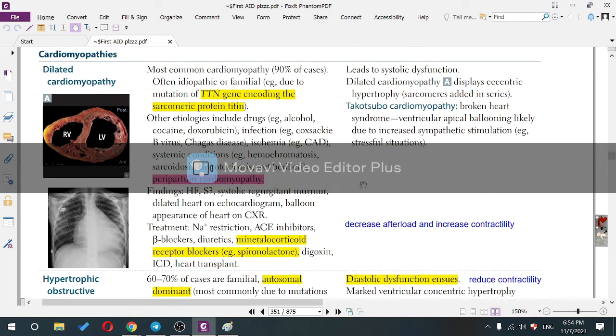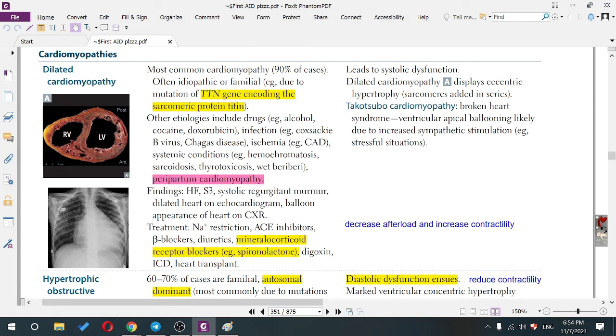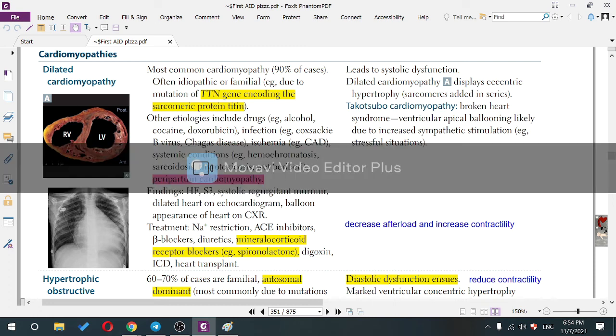Heart transplant. You don't do it to anybody. Well, okay, guys, now I'm going to tell you about this. So, it leads to systolic dysfunction. Systolic dysfunction, is it a problem with relaxation or a problem with contraction? Contraction, yes. Diastolic dysfunction, it is a problem with relaxation.